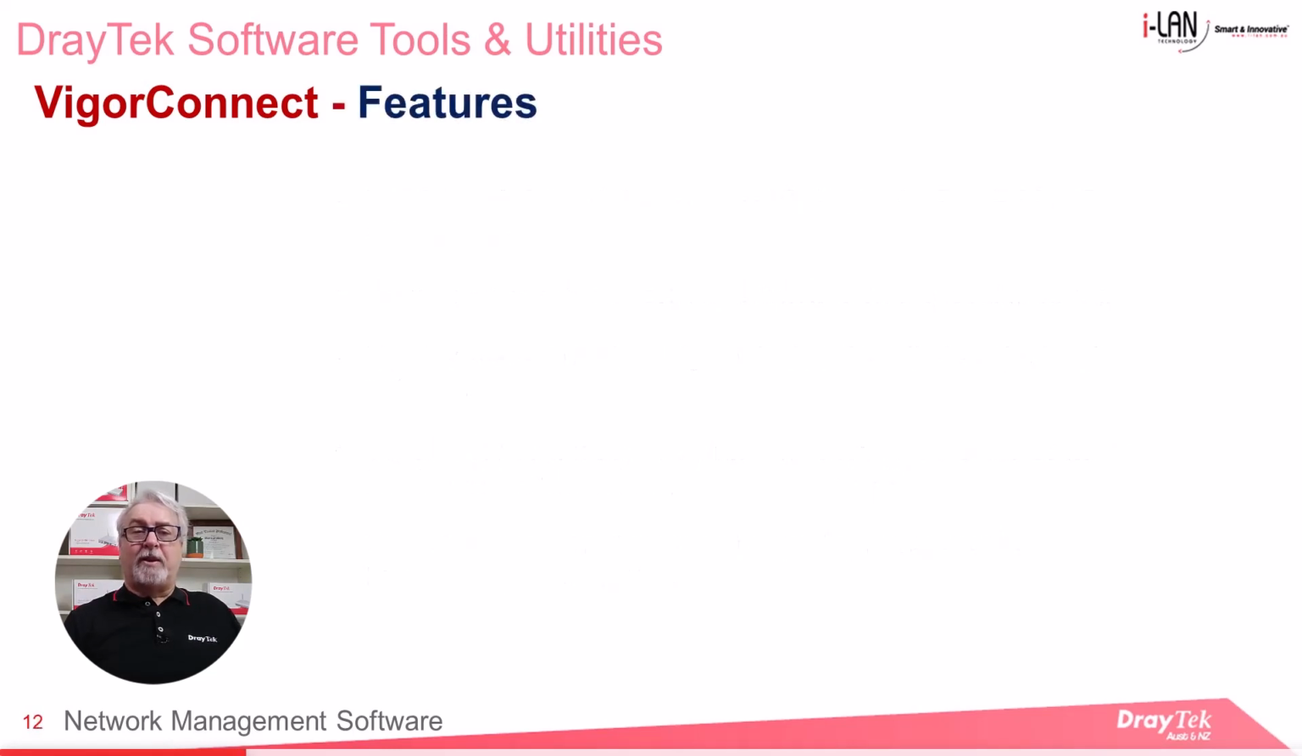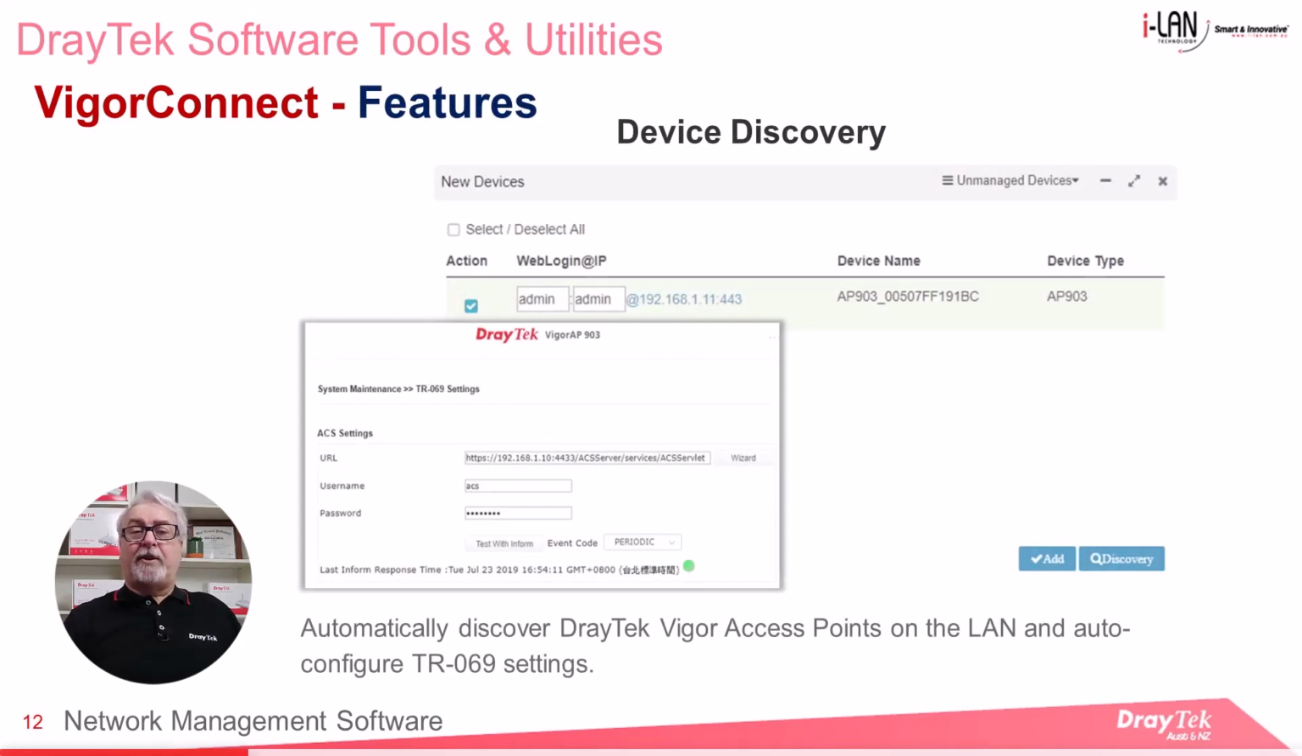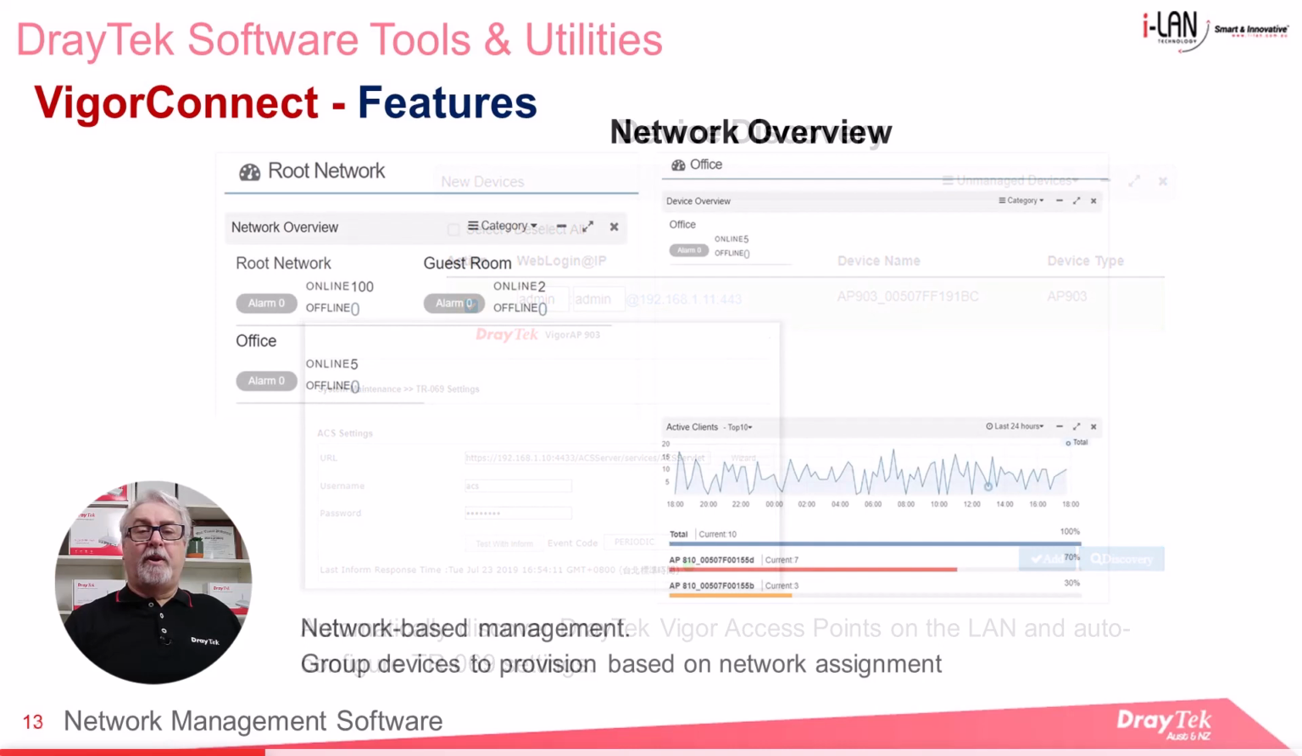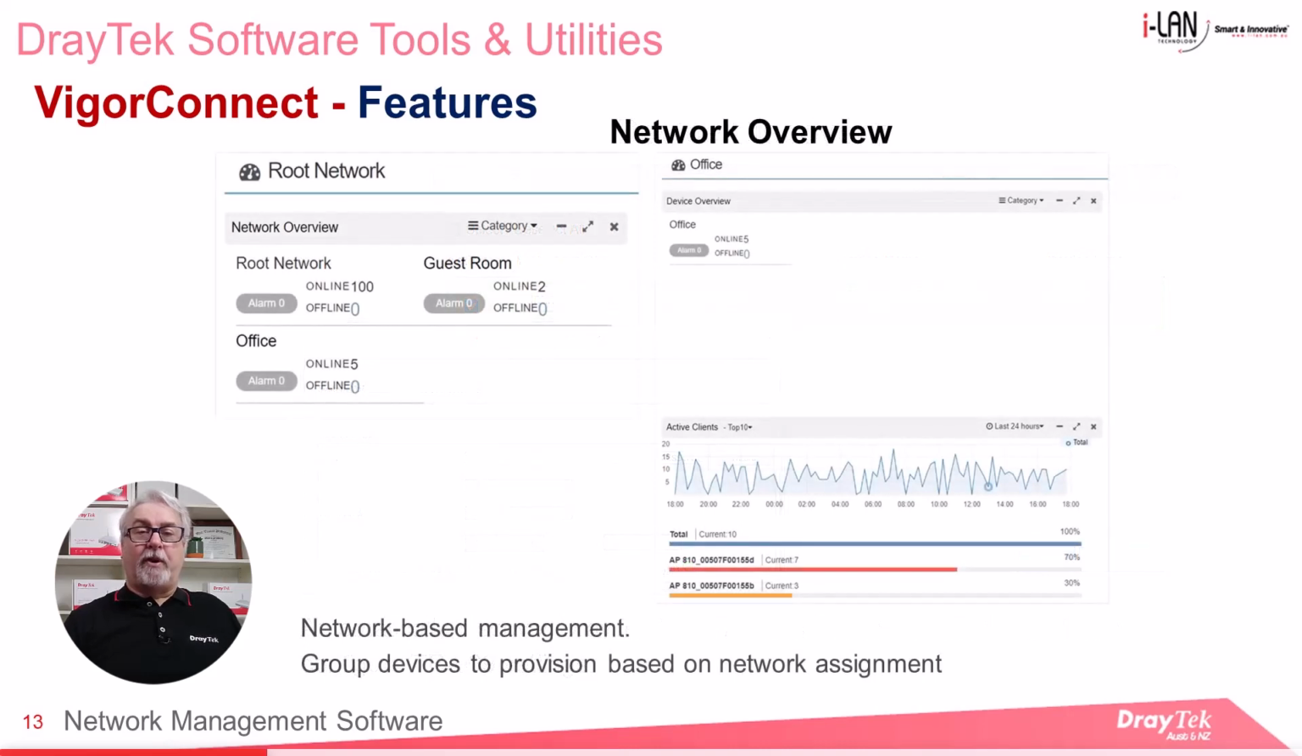I'll briefly mention some of the VigorConnect features. The first is device discovery. Here, VigorConnect will automatically discover DrayTek VigorAP access points and switches on the local area network and auto-configure the TR069 settings. For this to happen though, the Vigor devices will need to be at their factory defaults when installed in the network. The next feature is the network overview. Here you can group the devices based on network assignment, such as guest room or office area, and monitor the devices for each network assignment.